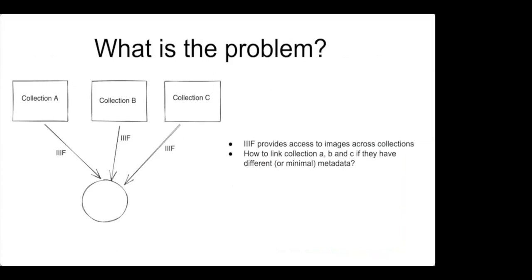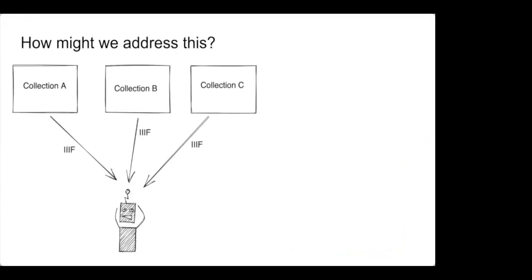Now, in a heritage setting, we often have a kind of different problem, which is that we have collections which have labels, but those labels might not be consistent across these different collections. So whilst IIIF provides access to these images, we might have a challenge in being able to relate these images across these different collections because they have different metadata associated with each image collection. So how might we address this?